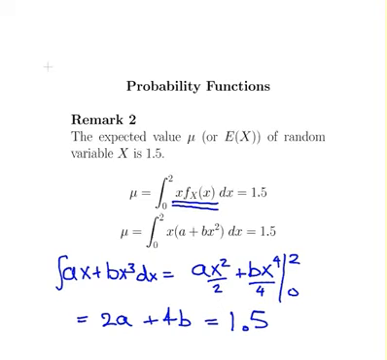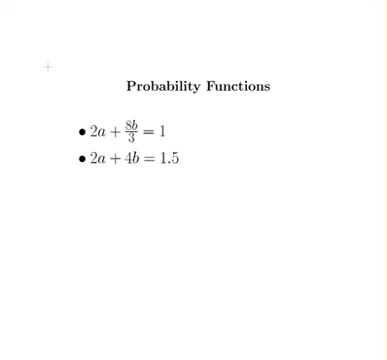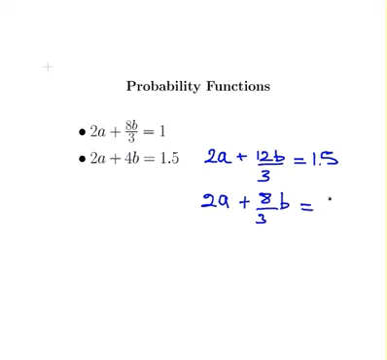Now we have two simultaneous equations. 2a plus 8b over 3 is equal to 1, and 2a plus 4b equals 1.5. I'm just going to re-express this second expression: 12b over 3, that's just 4b, equal to 1.5. What I'm going to do is subtract the first expression, 8/3 b equals 1, and find the difference. So 4/3 b equals 0.5.